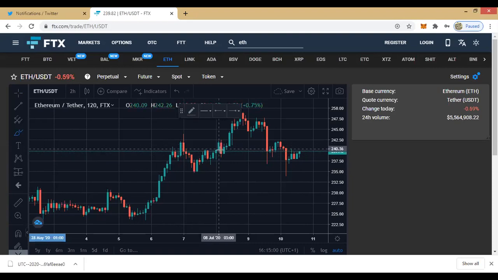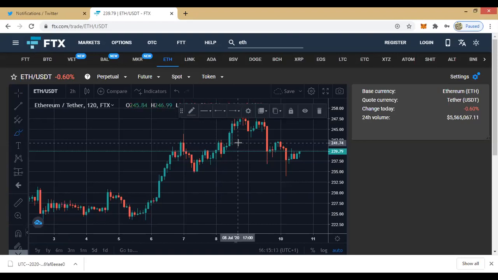Now, where is the open of this candle? Remember, we said the open of the first candle should be the open of the higher time frame candle. So where is the open? Of course, this is actually the open. So we could have something like this. Let's say this is our open here.